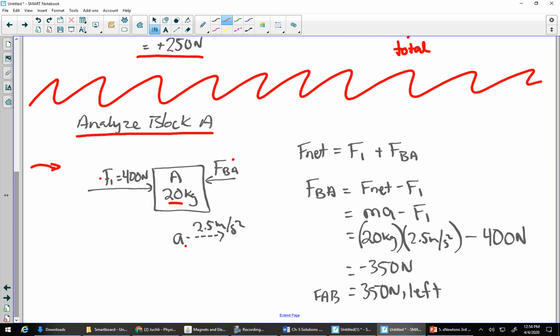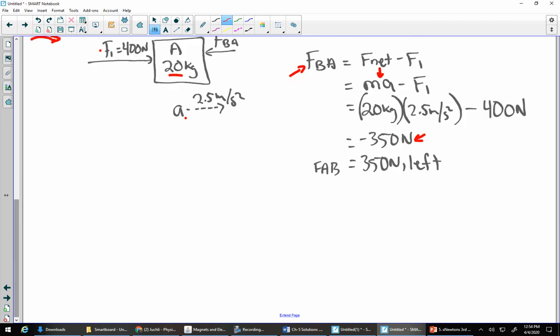Nice. So then I can go through and I can start to think about this. And it always comes back to these two things. F net is the sum of all the forces, and F net is mass times acceleration. So I just said, well, it's the sum of all the forces. That's F1 plus force of B on A. So I'm solving for force of B on A. So I rearrange, that's F net minus F1. F net, I realistically know is mass times acceleration. So I just substitute that in, plug in all the numbers, turns out to be negative 350 newtons, which is 350 newtons towards the left.